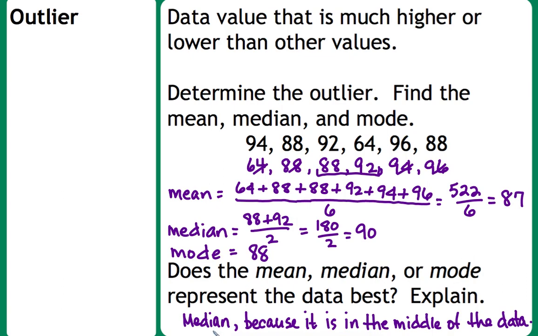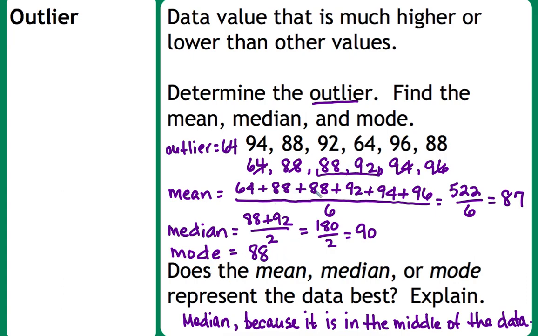All right, now I chose the median as the measure of center that represents the data the best because it's right in the middle of the data. Okay, so I didn't pick the mean because there's an outlier. And notice that outlier of 64, which I was supposed to determine at the beginning. Sorry about that. So our outlier is 64. It's much smaller than the rest of the data. That outlier really made that mean lower than the middle of the data. So I wouldn't pick the mean. I did pick the median because it's right in the middle.